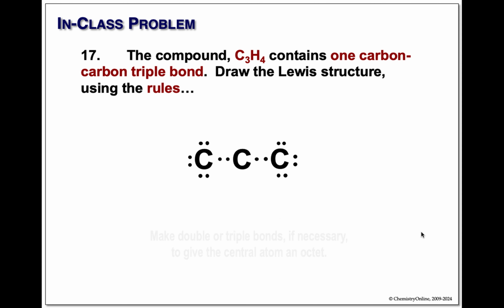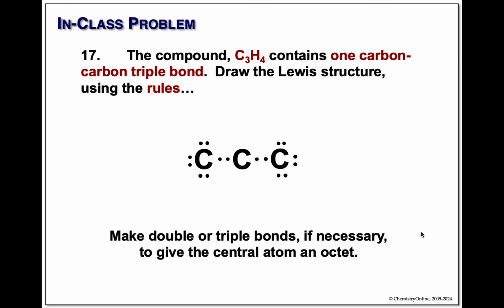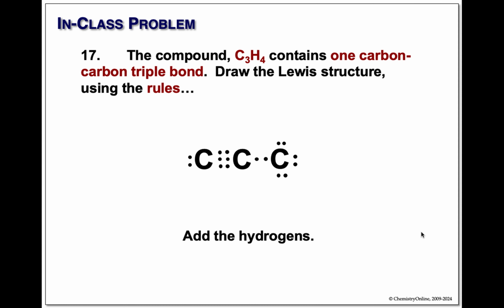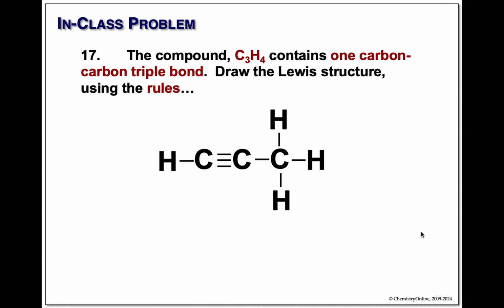Next, make double or triple bonds to give this guy an octet. Well, we have a triple bond, so let's just move these guys in, and there's where we are. Finally, add hydrogens every place you have a pair of electrons sticking out. And there's propyne again. Any questions?